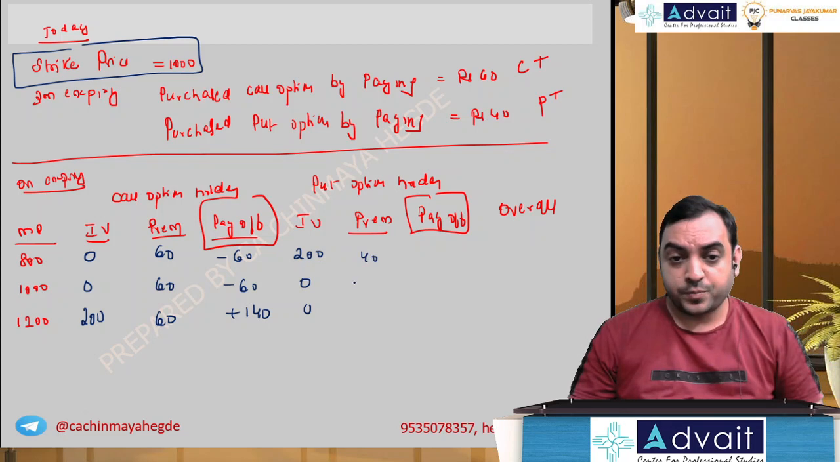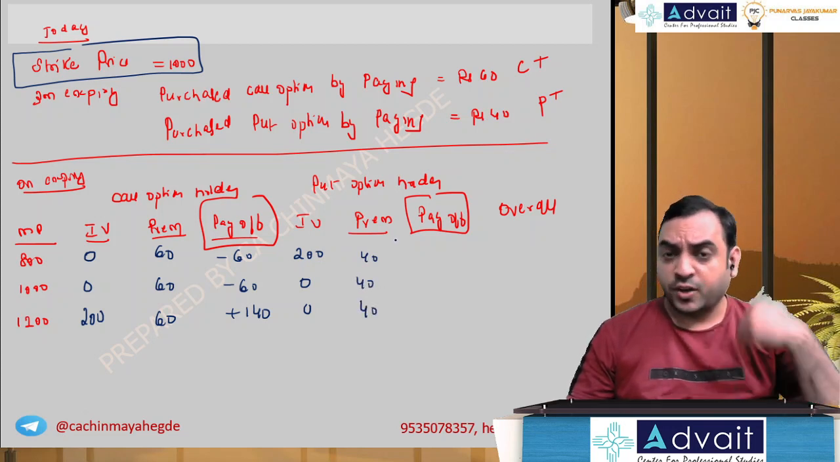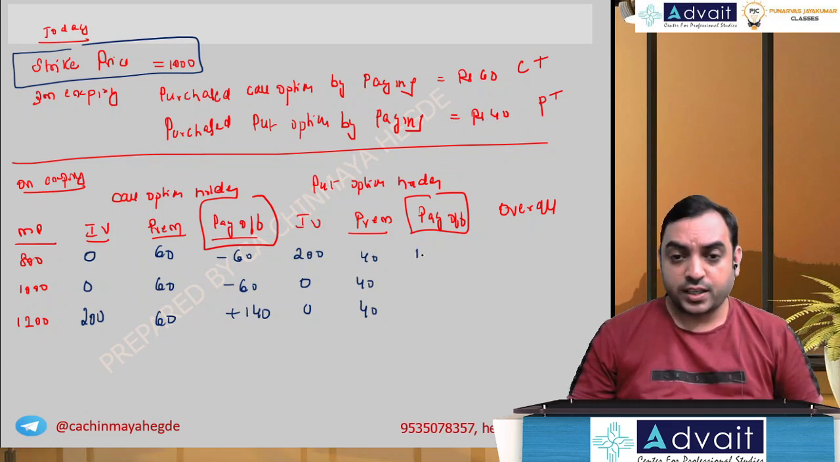You paid a premium of 40. Payoff is intrinsic value minus premium because you're the holder. So 200 minus 40 is 160, and this is minus 40. So overall payoff: minus 60 plus 160 is plus 100; minus 60 minus 40 is minus 100; plus 140 minus 140 is plus 100.